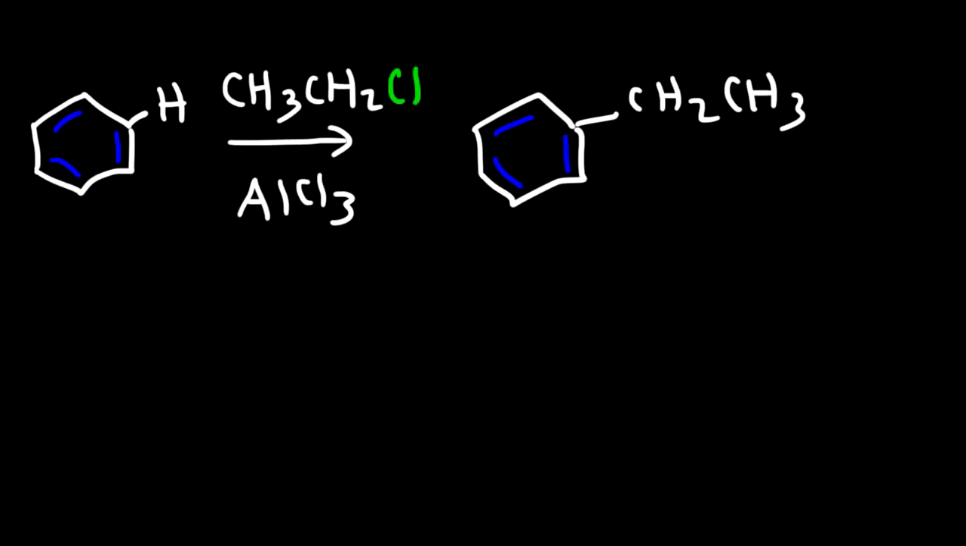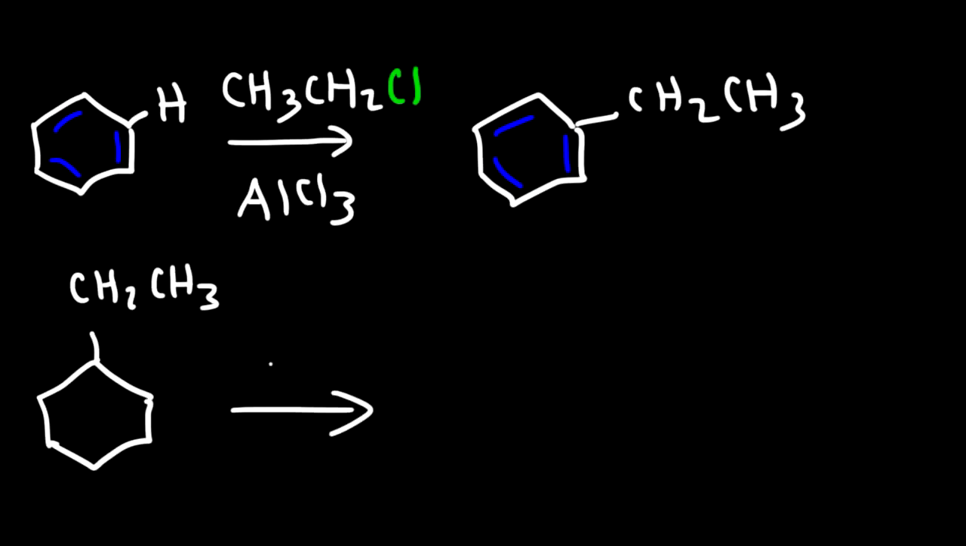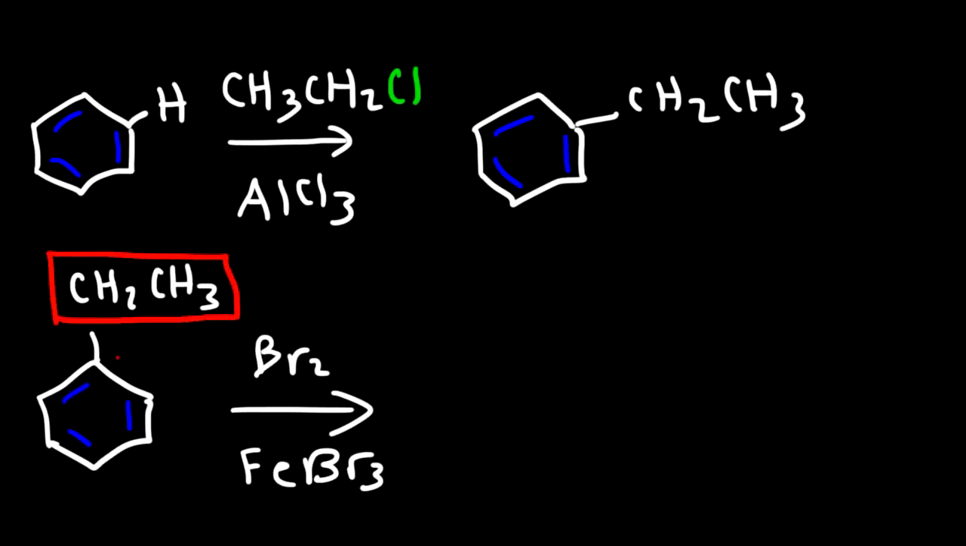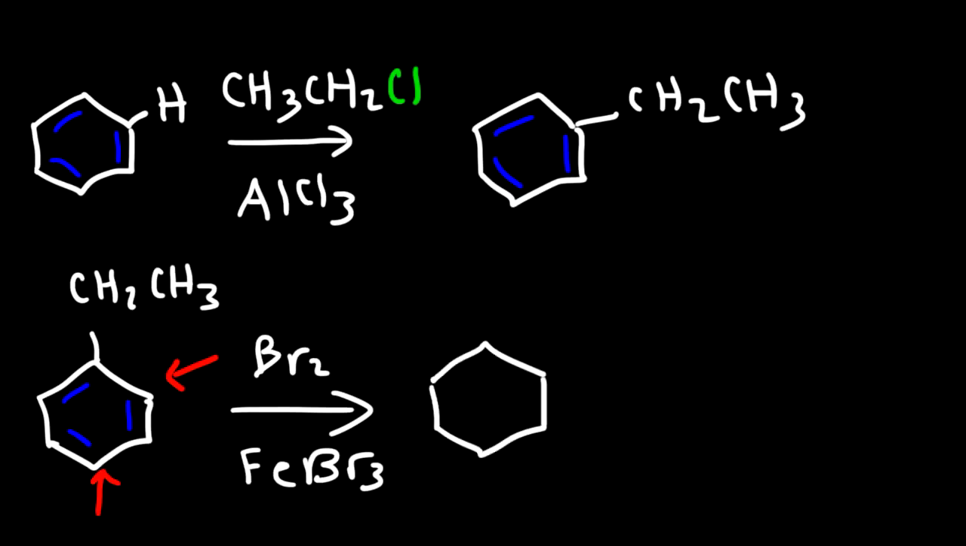Now, continuing from ethylbenzene, what's going to happen if we react this with, let's say, bromine with iron 3 bromide? What's going to be the product of this reaction? Now, you need to know that the ethyl group is an ortho-para director. So the bromine group can go on the ortho position, which is the same as putting it here, or it can go on the para position. So in this example, we're going to get a mixture of two products.